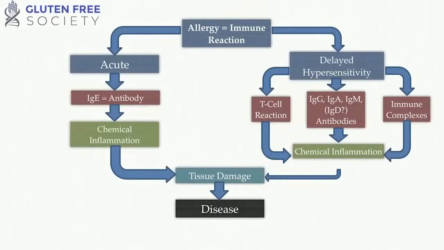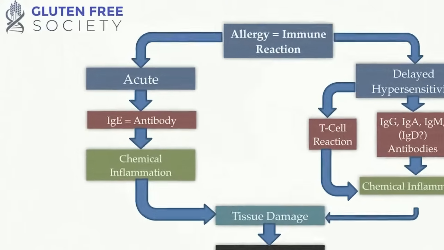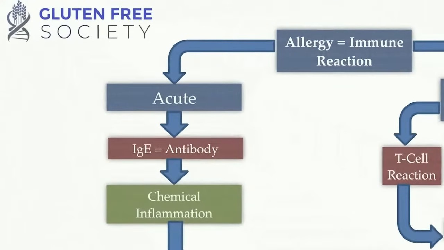So I'm going to show you some animated diagrams here to help get the point across, okay? We said earlier that we were defining gluten allergy, and we said that allergy is an immune reaction. And that's what you're seeing here. So allergy equals an immune reaction. Now there are two kinds of immune responses, broadly speaking. There's what we call acute allergy. If you follow the diagram to the left, you see an acute allergy leads to the production of something called IgE.